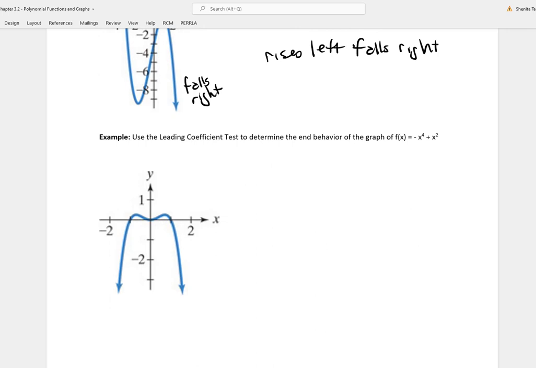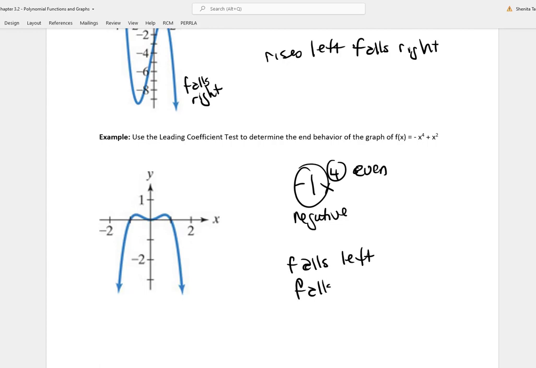And this next one, we have negative x to the fourth plus x squared. So this is even and this is negative. So they both should fall. Falls left and falls right. And as you can see, that's what you see on this picture. Falls left, falls right. All right.